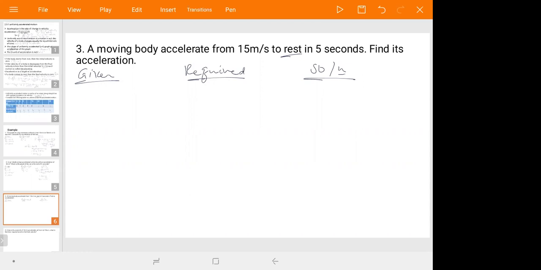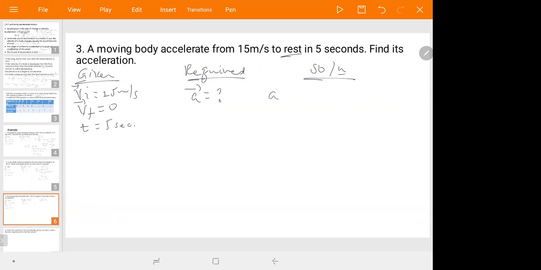For example, the given initial velocity is 15 meters per second. It comes to rest, so the final velocity is 0. What about your time? It is 5 seconds. Negative 3 meters per second square, yes, it can be.